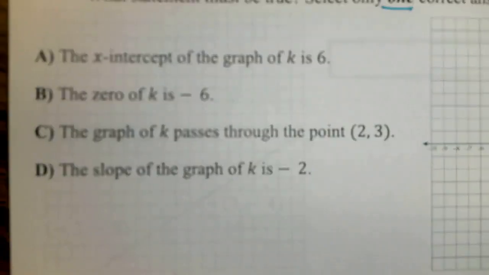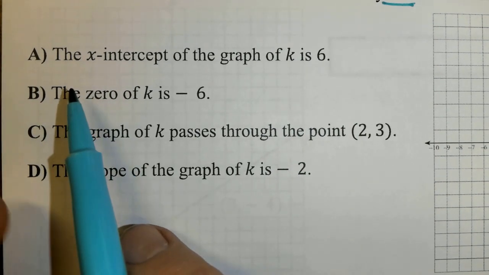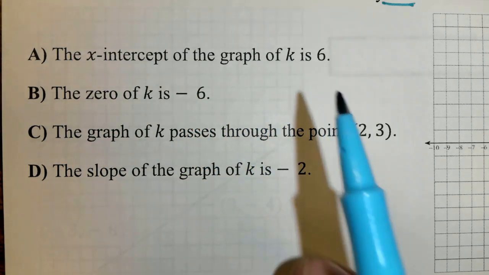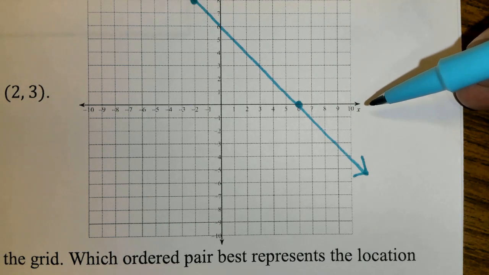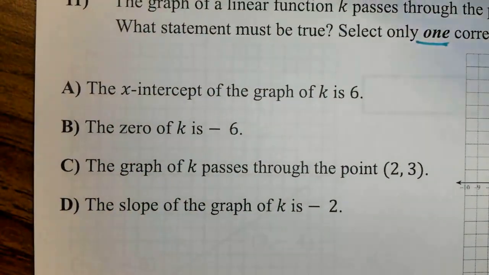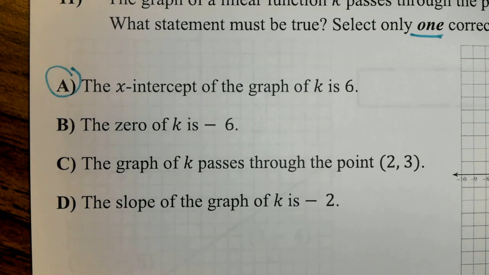Now I simply go through each of these answers and figure out which one is the right one. And 3 of them must be wrong. Look at A. A says the x-intercept of the graph k is 6. Well, we can look at that. X-intercept, here's the x-axis, and 6. Oh, look at that. There's my dot. So that is true. So that one must be true, because we know there's only one answer.